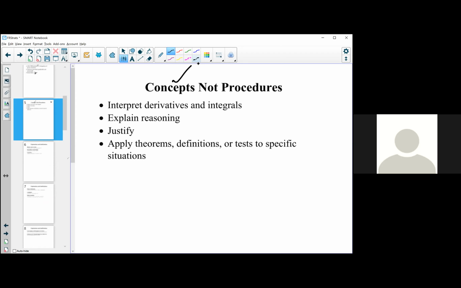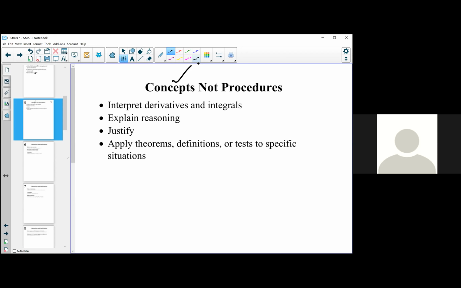Here's this derivative. Tell me what it means. Here's this integral. Tell me what it means. They're going to ask you to justify why something is true. How do you know that there's a point of inflection on the graph of this function? How do we know that the first degree Taylor polynomial underestimates this function near this point?